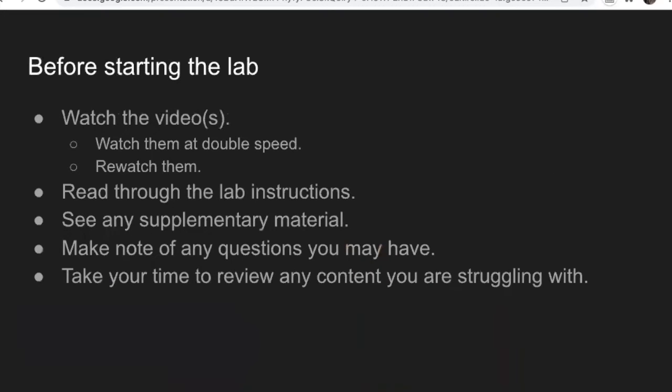In our case, this means that before you start working on your lab assignment, you'll watch any videos. You can watch the videos at whatever speed you need to. You can speed them up, you can slow them down. You can watch them as many times as you need to.